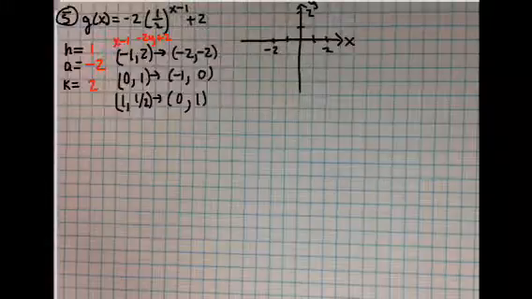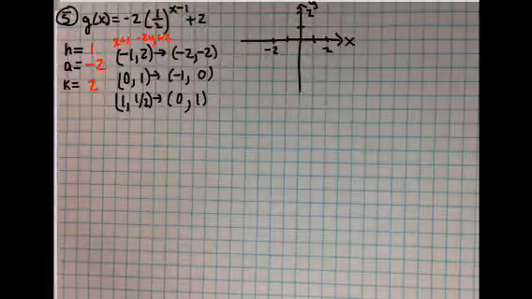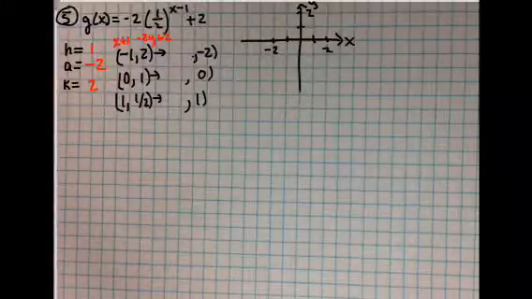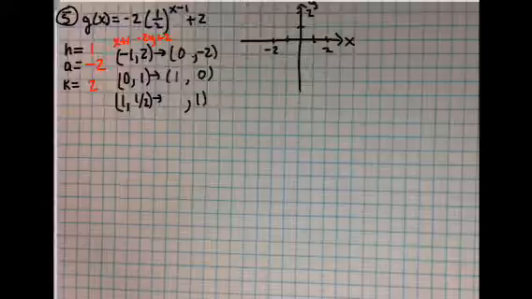Sorry, let me make a correction. I just realized h is positive 1, so this part is right, but when I wrote it right here, it should have been plus 1, and I put minus 1. So that's going to change the x values. Let me erase them real quick. Negative 1 plus 1 is 0, 0 plus 1 is 1, and 1 plus 1 is 2. Okay, so now it's correct.